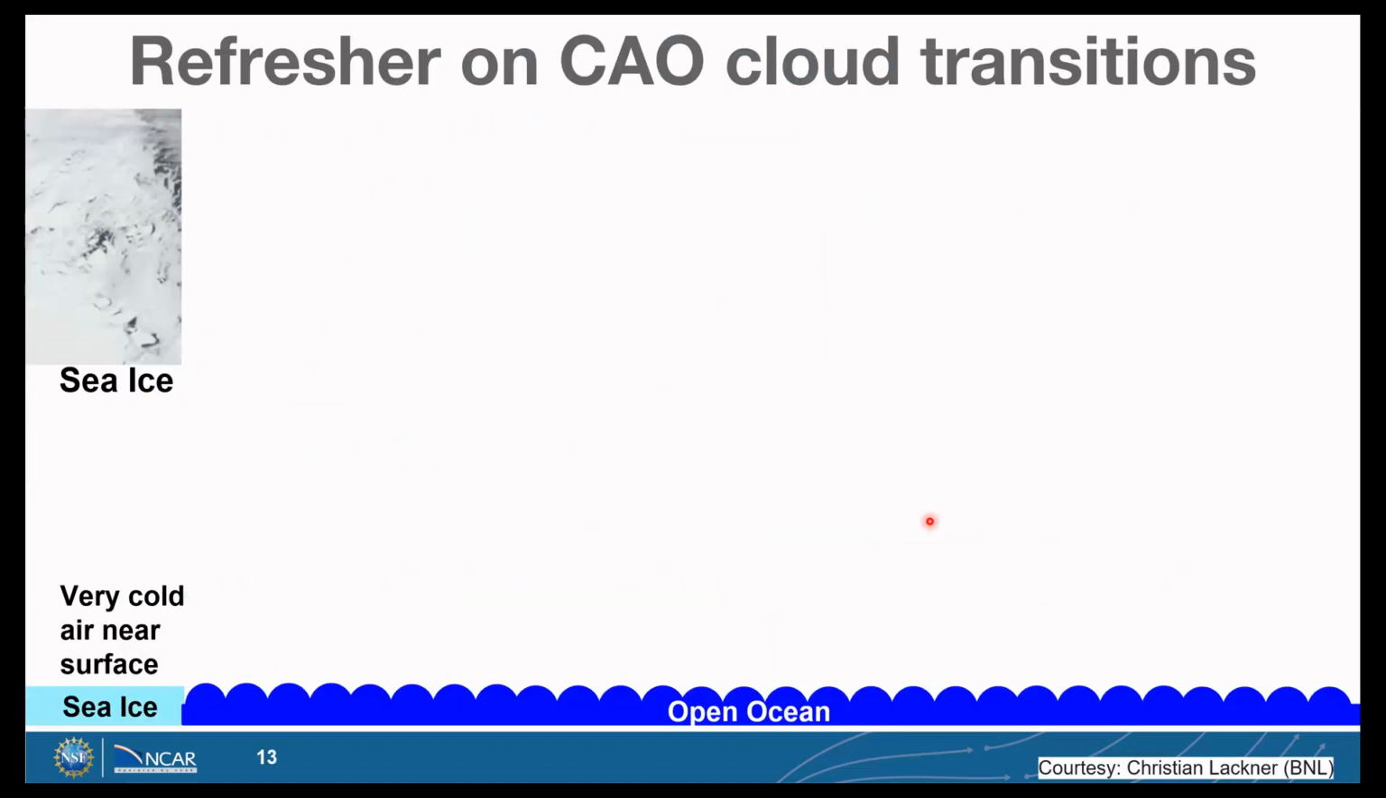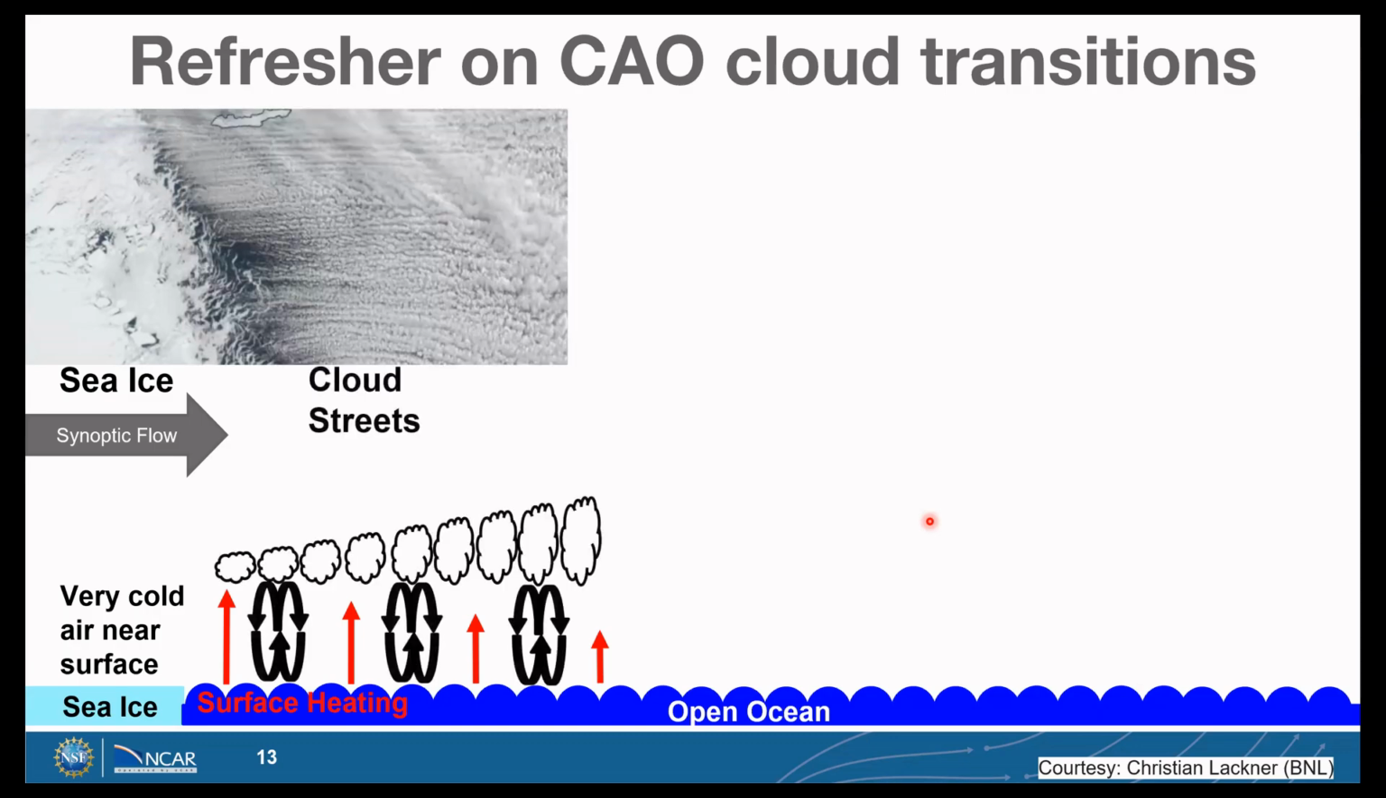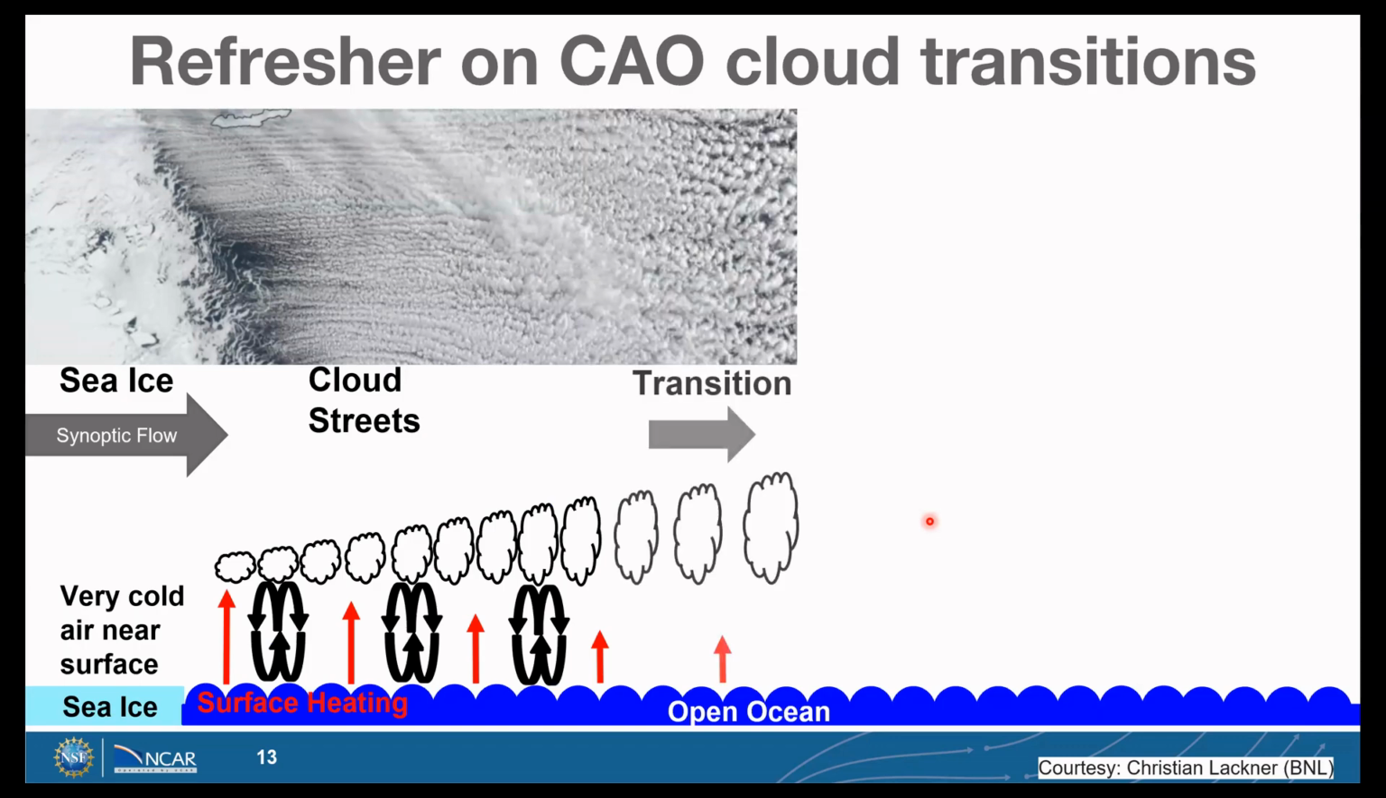Okay, so cell identification. Just a real quick refresher on these CAO cloud transitions. The air mass starts over the sea ice, very cold air near the surface. Your flow is in this direction. You have convection of cold air over warm water. You have strong surface fluxes. You have a lot of wind shear in this area. I didn't really talk about wind shear, but it's very baroclinic. You have a lot of vertical wind shear, and so you develop these cloud streets.